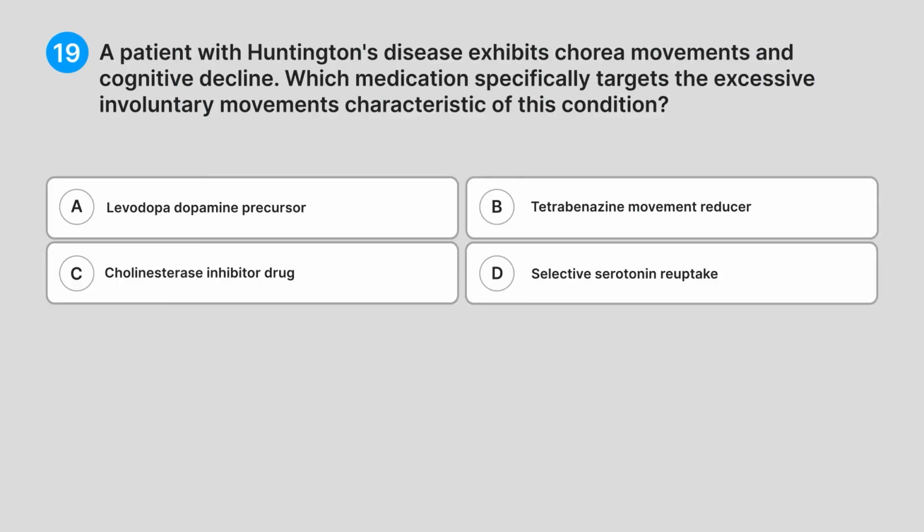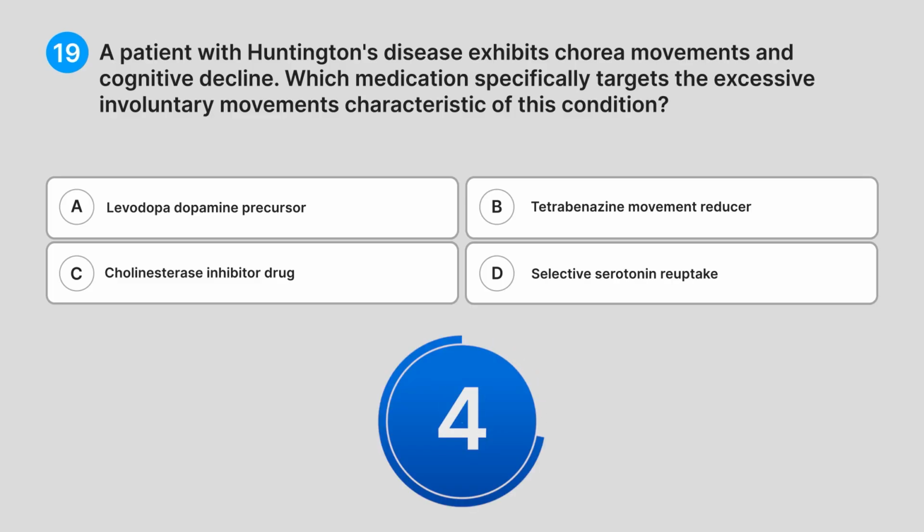19. A patient with Huntington's disease exhibits chorea movements and cognitive decline. Which medication specifically targets the excessive involuntary movements characteristic of this condition? A. Levodopa dopamine precursor. B. Tetrabenazine movement reducer. C. Cholinesterase inhibitor drug. D. Selective serotonin reuptake. Can you guess the answer?